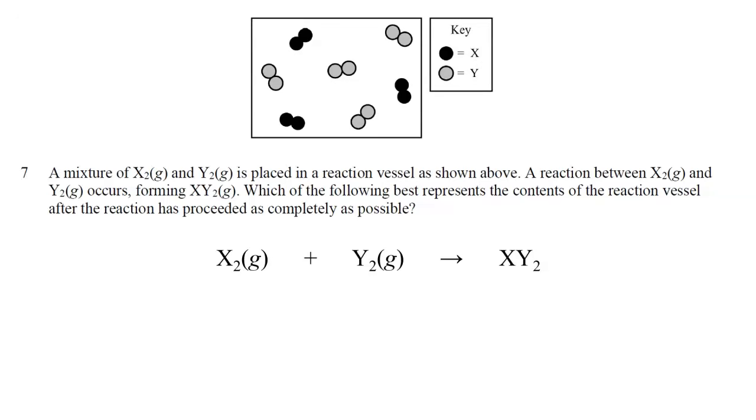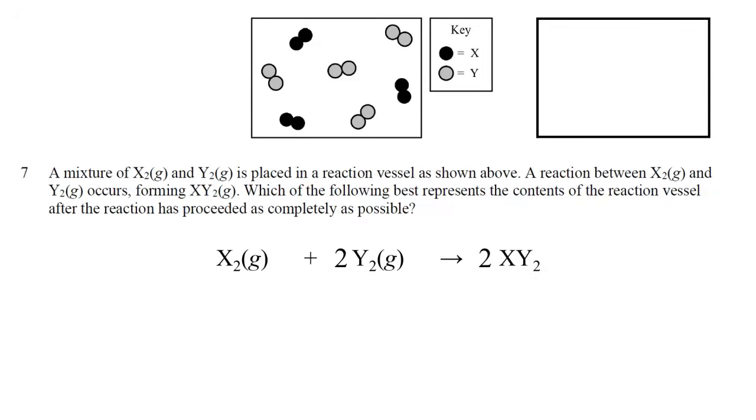And so right now on this slide, we have an unbalanced chemical equation. To balance this equation, I need to put a 2 in front of the XY2 on the right side of the equation. And now I need to put a 2 in front of the Y2 on the left side of the equation. So now this equation is completely balanced. Now what I'm going to do is draw a box, which you can see in the upper right corner of this slide. And I will use this box to keep track of the contents of the reaction vessel as the reaction proceeds.